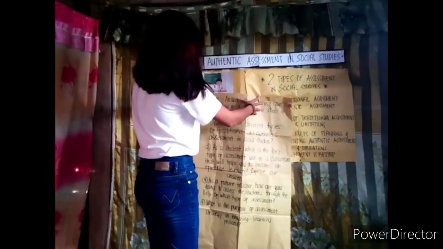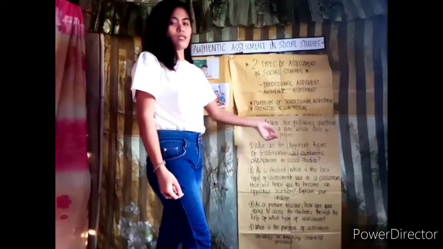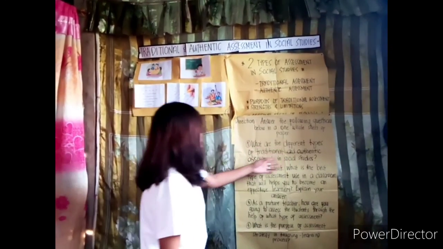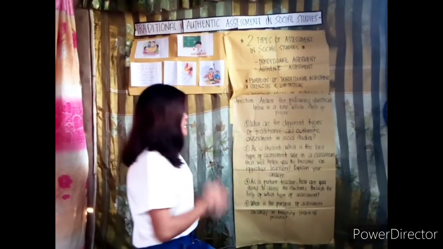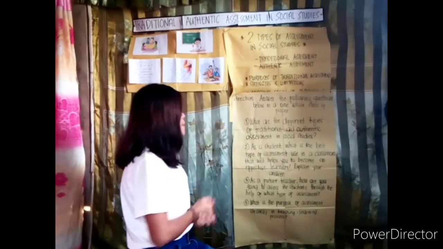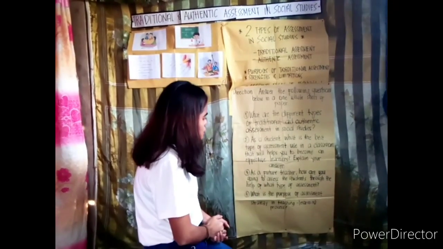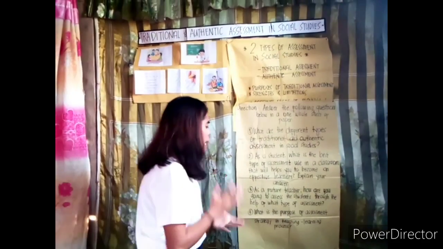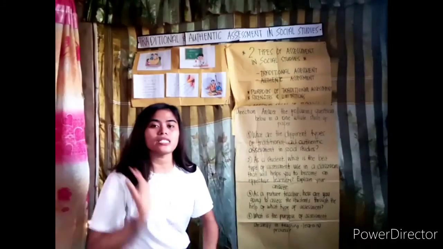Okay, class, get one whole sheet of paper and answer the following questions. Direction: Answer the following questions below on one whole sheet of paper. Number 1, what are the different types of traditional and authentic assessment in social studies? Number 2, as a student, what is the best type of assessment used in a classroom that will help you to become an effective learner? And after that, explain your answer. And number 3, as a future teacher, how are you going to assess the students, and what type of assessment will you use? And number 4, what is the purpose of assessment strategy in the teaching and learning process?